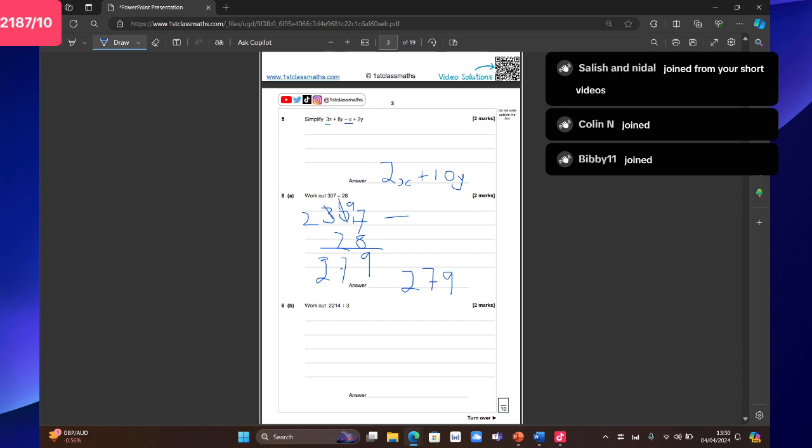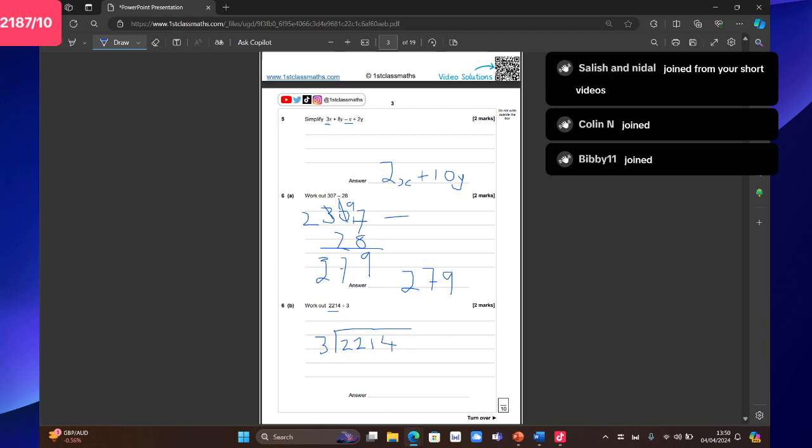Okay, next one, looking at some division. So I'm going to use a bus stop method, part B. So 6B, work out 2,214 divided by 3. So bus stop method, okay. Hopefully you're happy with this method. You're from lower years in school or from primary school, hopefully.